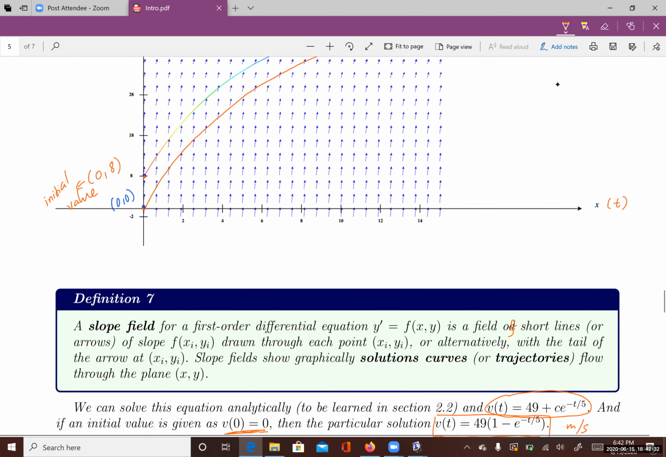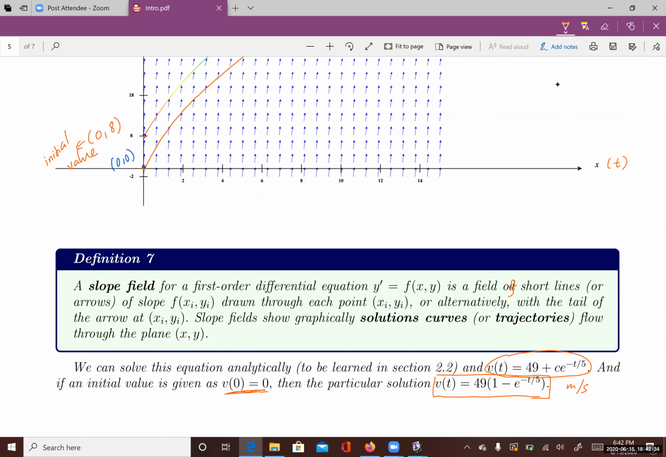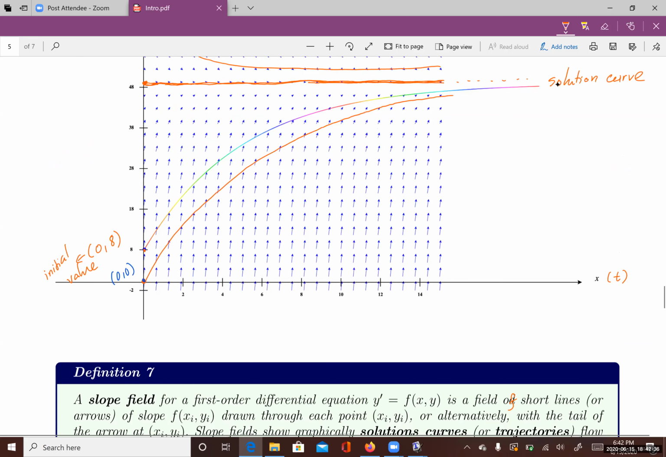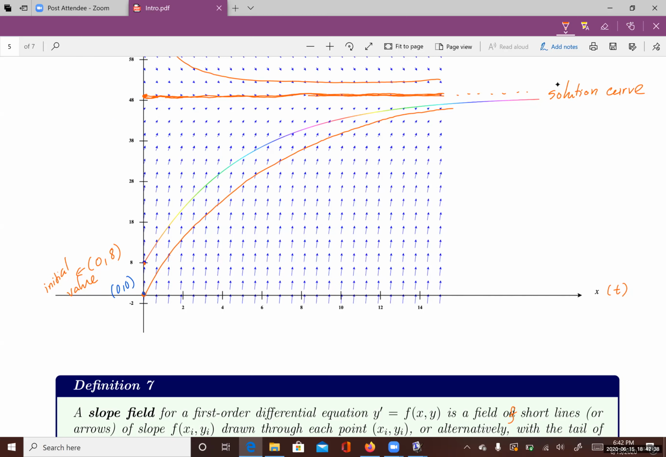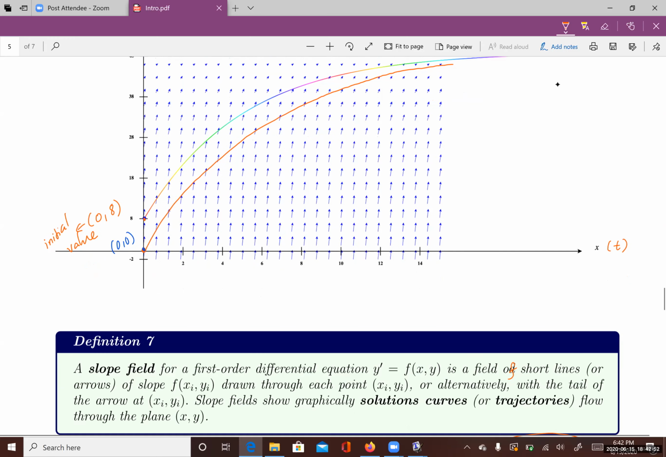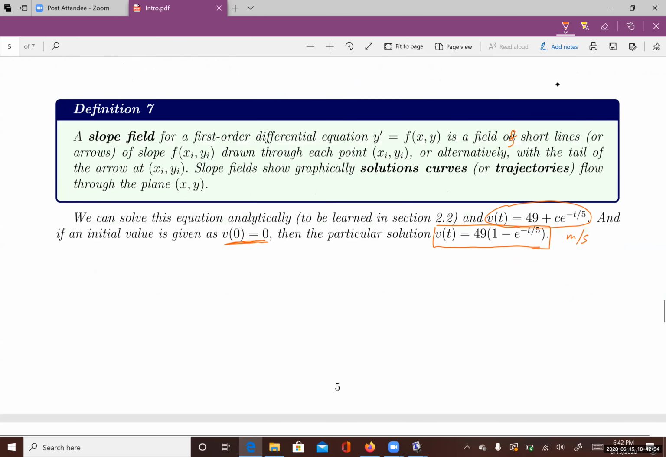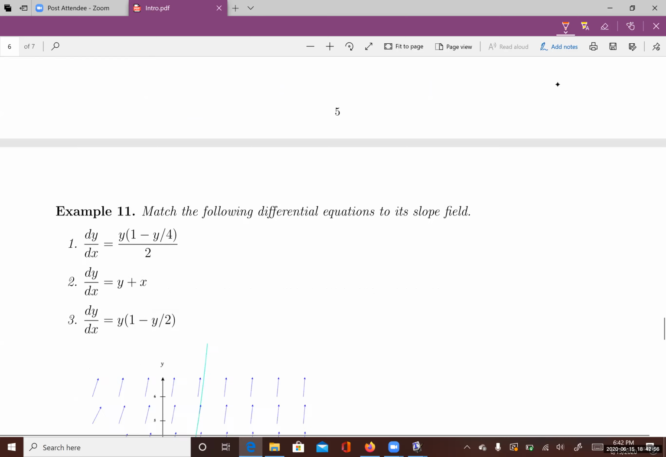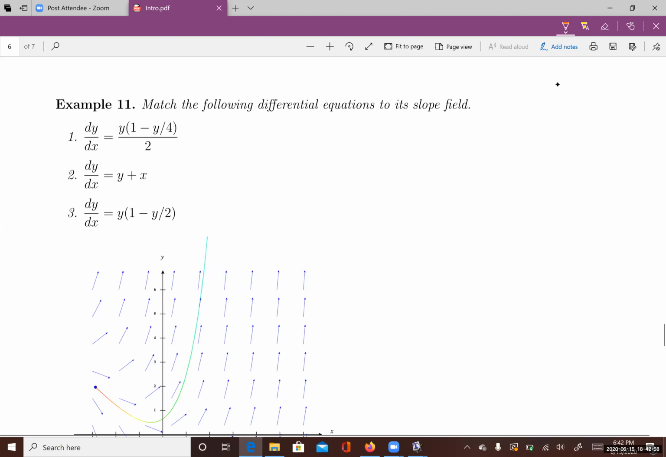So this is the analytic solution, and this is how it looks using the direction field. This is one of the solution curves here. If it starts at 0, then the solution curve should look like this. This is an exponential function.